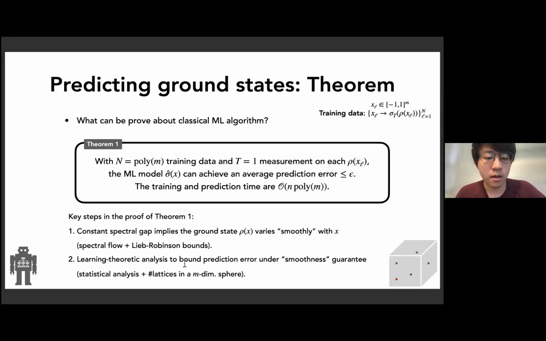And then, after using this guarantee, we can perform learning theoretic analysis to bound the prediction error. In particular, that will be a combination of statistical analysis for the machine learning model, as well as the realization. Inside the statistical analysis, we utilize the fact that the number of lattice points in an m-dimensional sphere with a constant radius only scales polynomially rather than exponentially in m. And this geometric picture actually determines the number of training data that's required in order for the machine learning model to make good predictions.